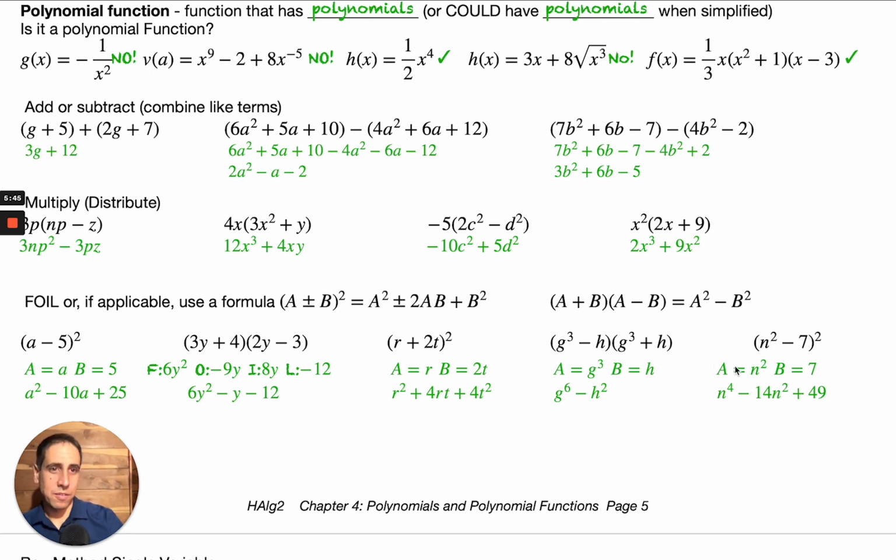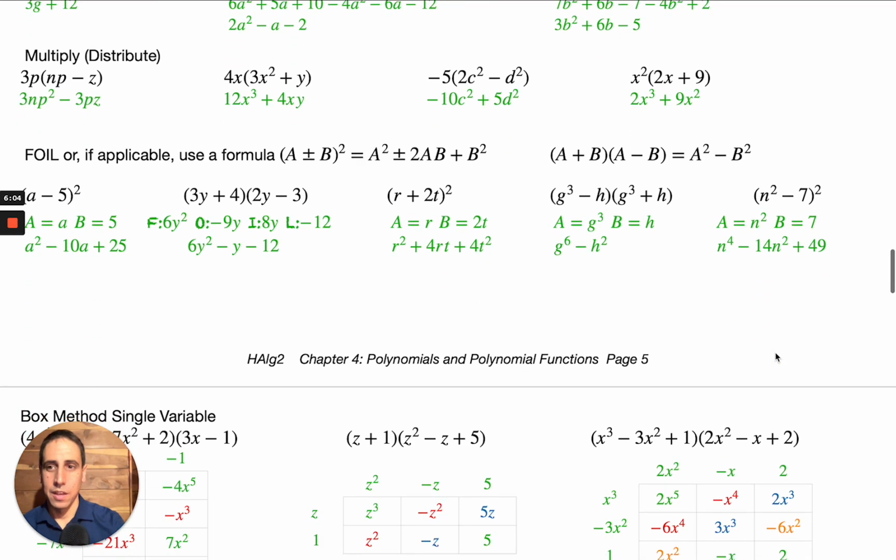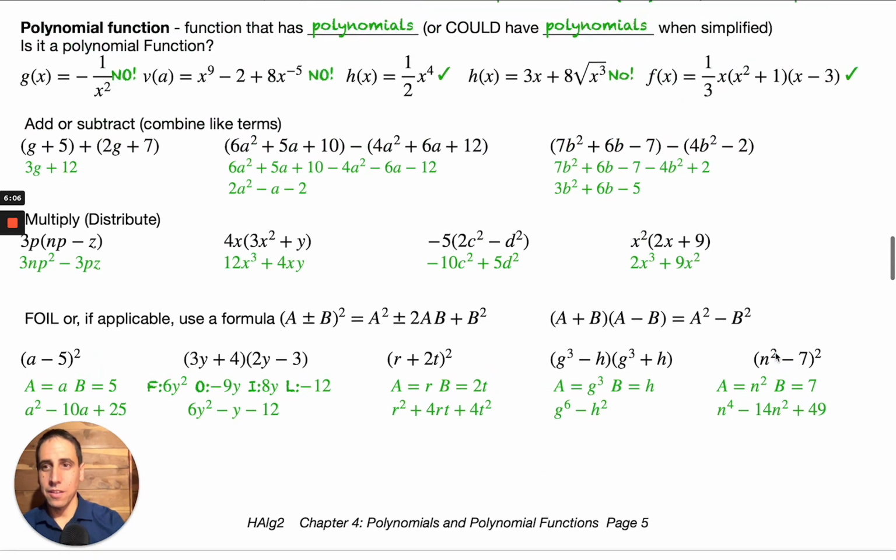n squared minus 7: remember, a can be n squared, b can be 7, and so using the formula, we have to square n squared to get n to the 4th, and 7 times itself is 49. Multiply them up, you get 7n squared, double it, you get 14n squared, and remember the subtraction, because we have subtraction here. Now, that's if you have a monomial times something, or two binomials times each other.